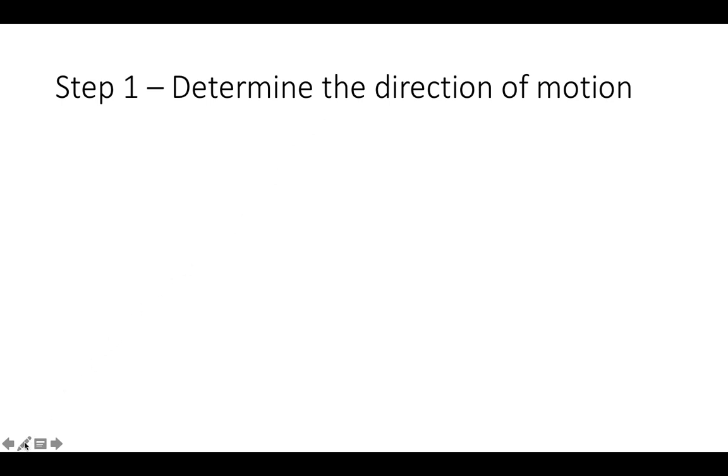Step one, determine the direction of motion. To do that, we have to compare Fg1, the force of gravity on mass 1, with the force of gravity on mass 2 in the x direction. So Fg1 equals m1 times g, which equals 6.0 times 9.8, which equals 58.8 newtons.